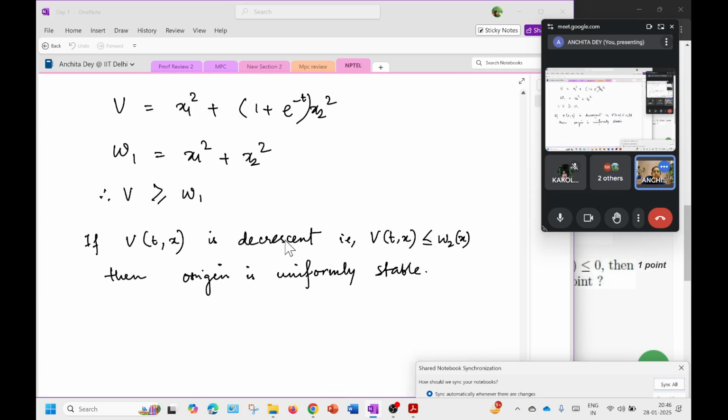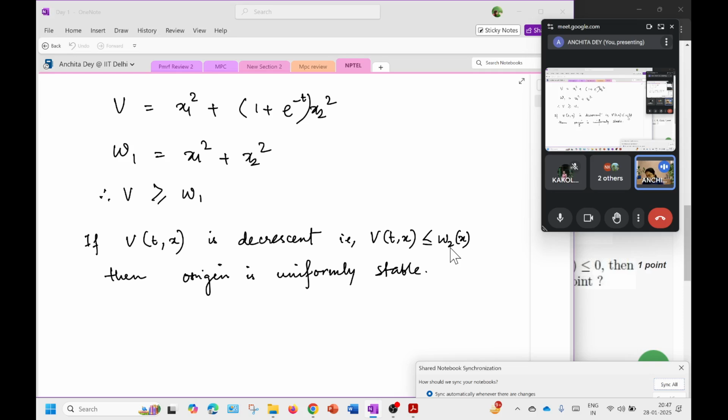And if I put, so my W2, if I choose it to be x1 square plus 2 x2 square, that means here I'm putting the maximum value of e to the power minus t, which is 1. So then my V of t, x will always be less than or equal to W2(x), right? If I put here 1, 1 plus 1 is 2, so x1 square plus 2 x2 square. And this W2(x) is continuous because it is x1 square plus 2 x2 square, and it is also positive definite. So that means V of t, x is a decrescent function. Okay, in that case we say that the origin is uniformly stable.